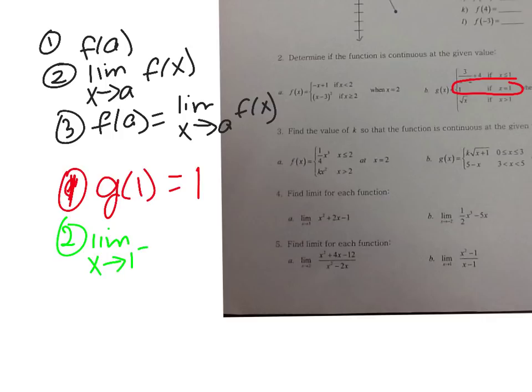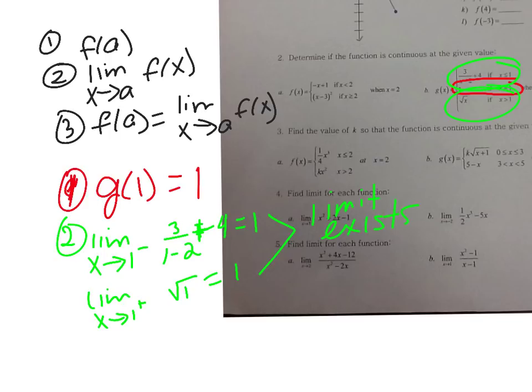So coming in from the left, that would be this one here. So that would be 3 over 1 minus 2, plus 4, sorry. So that's equal to 1. And the limit as x approaches 1 from the right, so then I plug it into this one, is the square root of 1, which is equal to 1. So the limit exists.